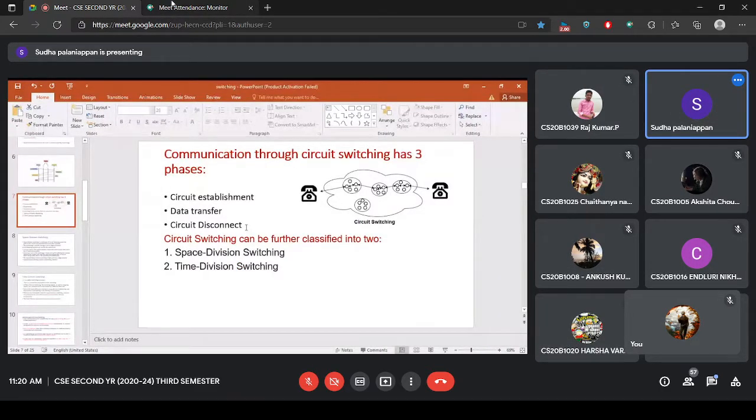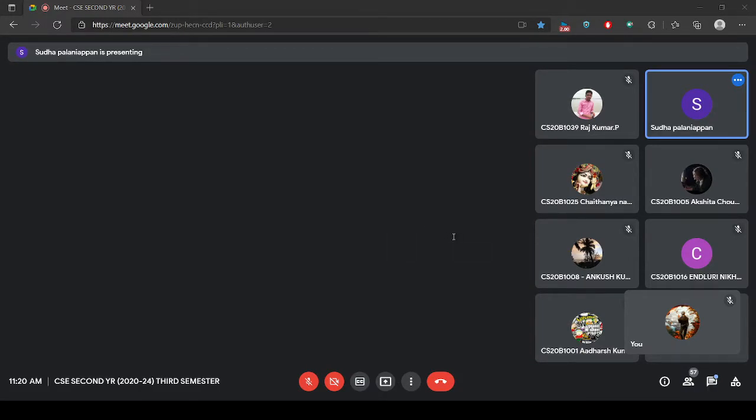Circuit establishment is sending a request signal. A sends the request signal. Once B receives that request signal, it sends the call acceptance, thereby ensuring there is a dedicated path established between A and B so that the data transaction can proceed. This is the acknowledgement given by the receiver B for the dedicated path. Once the acknowledgement is received by A, the data transaction is performed.